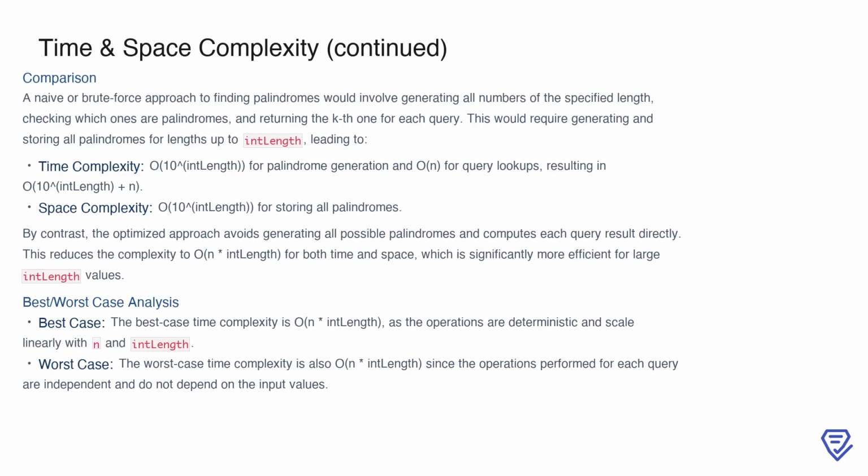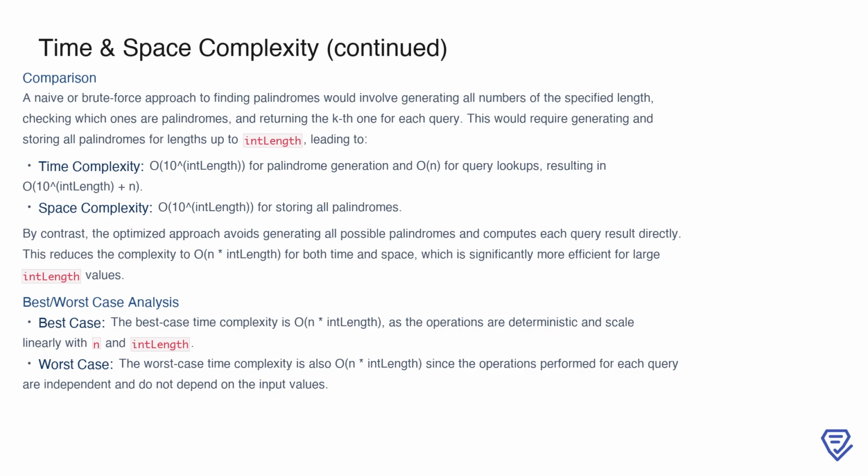To appreciate the efficiency of the optimized approach, let's compare it with a brute force method. In the naive approach, we would generate all numbers of the specified length, test each one to see if it's a palindrome, and then retrieve the kth palindrome for each query. Generating all palindromes for a given int_length involves iterating through numbers up to 10 raised to the power of int_length, giving a time complexity of O(10^int_length). Querying the results would add another O(n), leading to a total time complexity of O(10^int_length + n). For space, we'd need to store all these palindromes, requiring O(10^int_length) space.